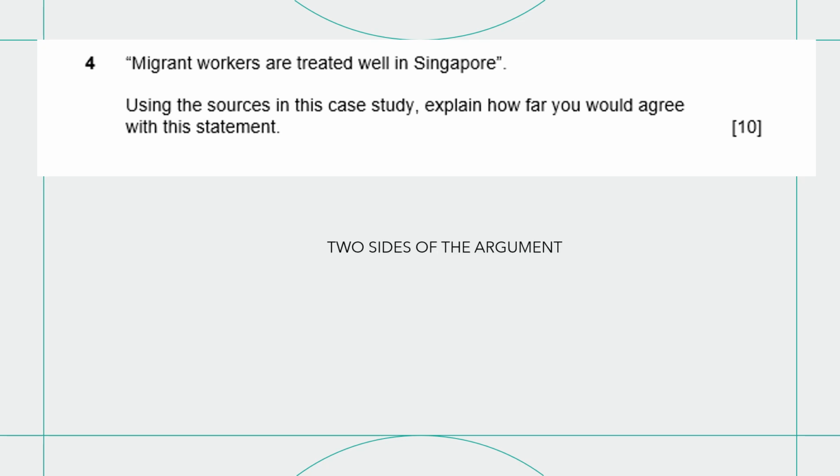So what are the two sides of the argument? Migrant workers are well treated in Singapore. Migrant workers are badly treated in Singapore, right? So with these two sides of the argument, what you need to do is to go back to the sources again.